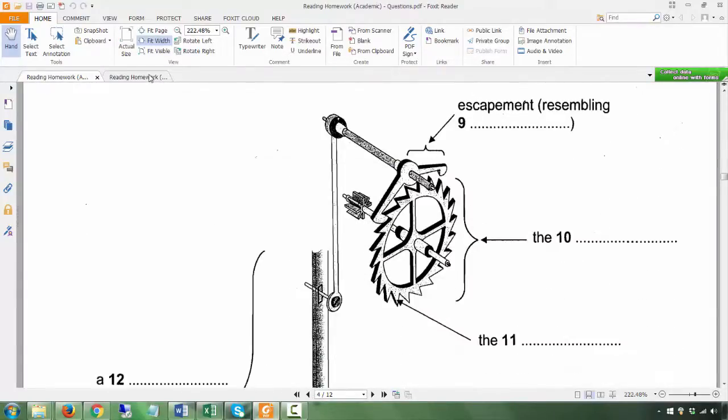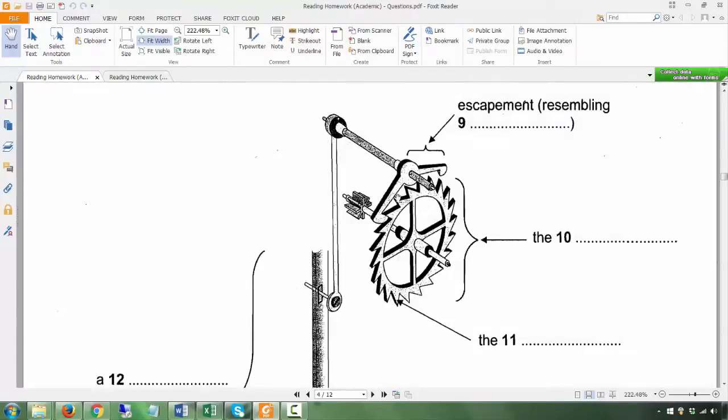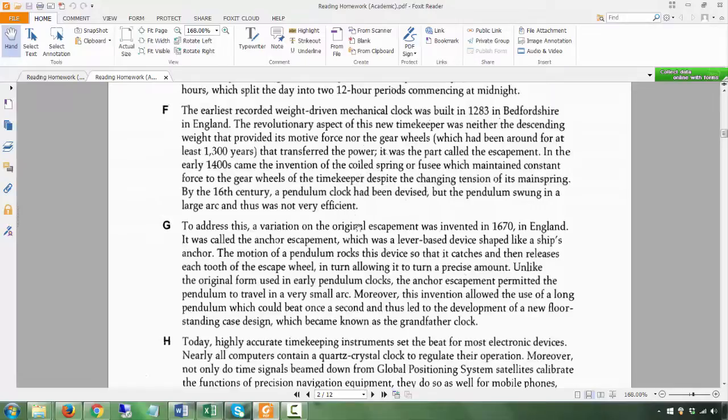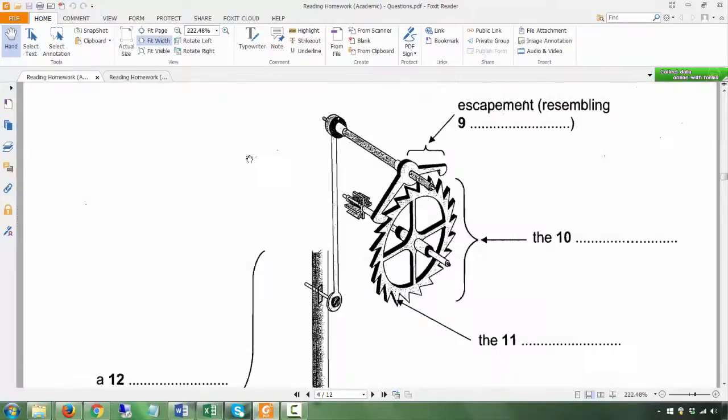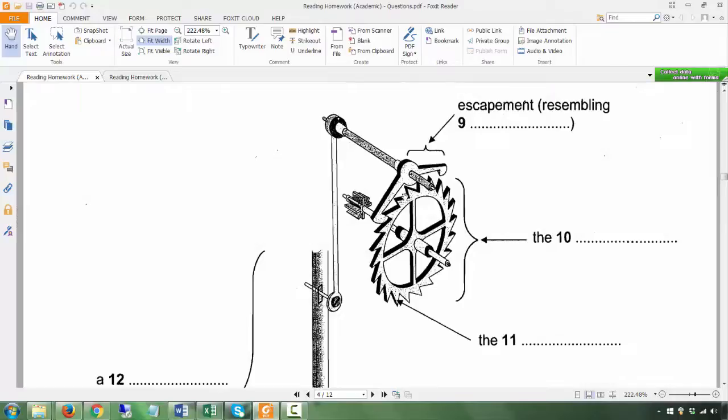Okay, so what is this thing? The answer for this is the motion of a pendulum rocks this device so that it catches and then releases each tooth of the escape wheel. Catches, you see these 2 parts? Catches and releases each tooth of the escape wheel. Each tooth, this is 1 tooth of this whole thing will be called then the escape wheel.